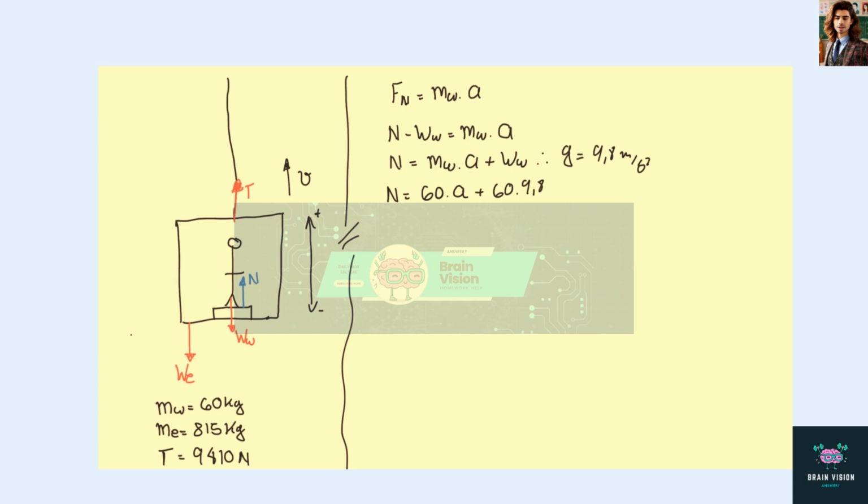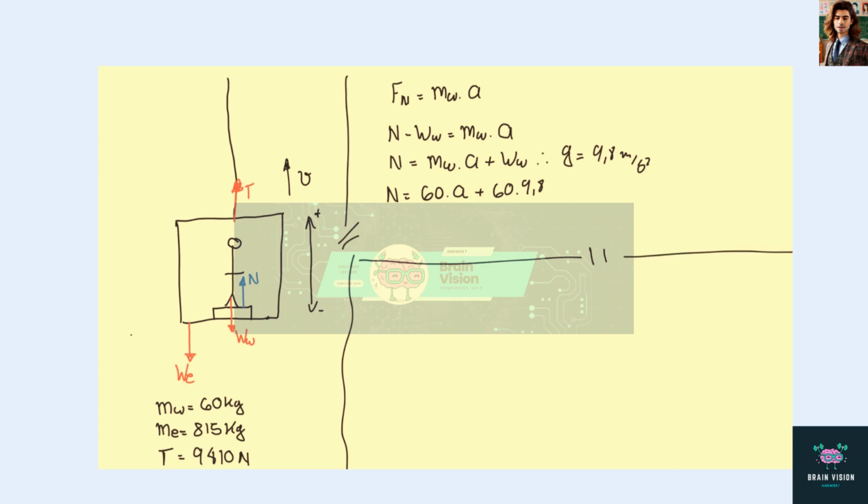So the only information that is missing is the acceleration. And how can we calculate the acceleration? Well, note that the acceleration of the woman is equal to the acceleration of the elevator. So all you have to do is calculate the acceleration of the elevator. And how can we do that? We can do it by applying Newton's second law to the elevator.